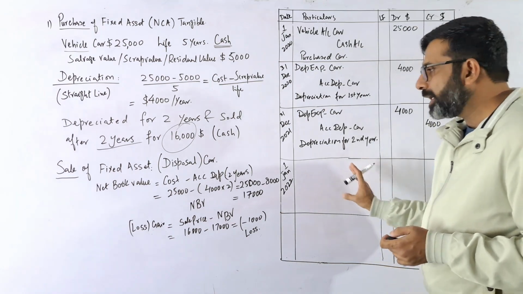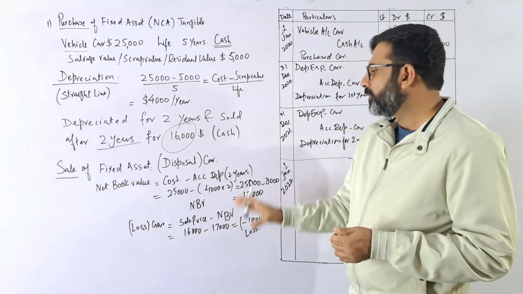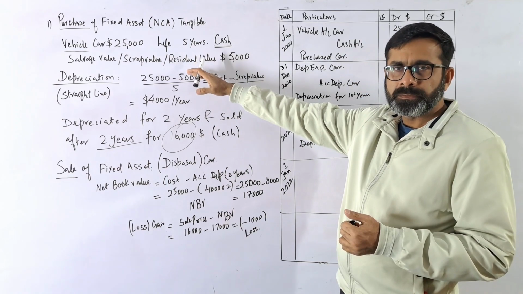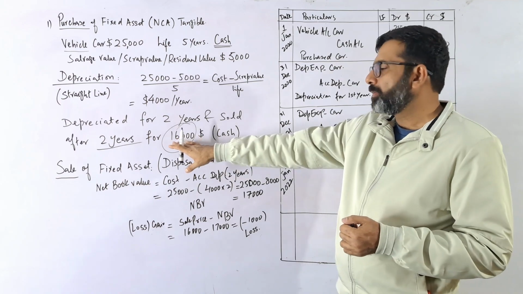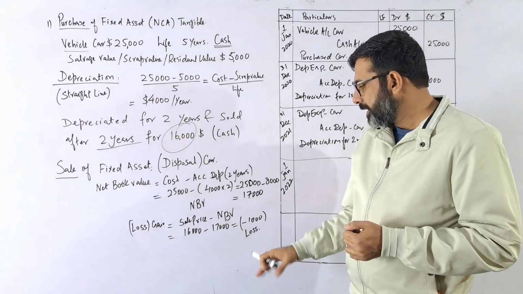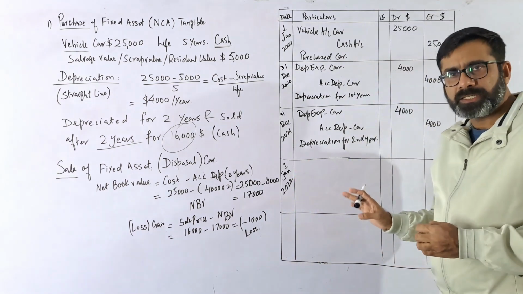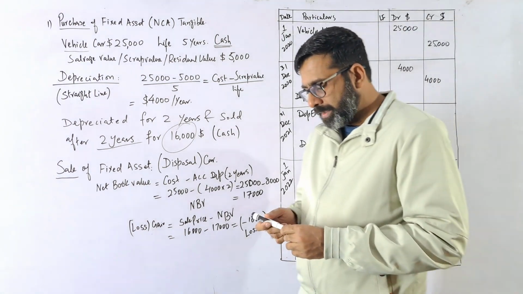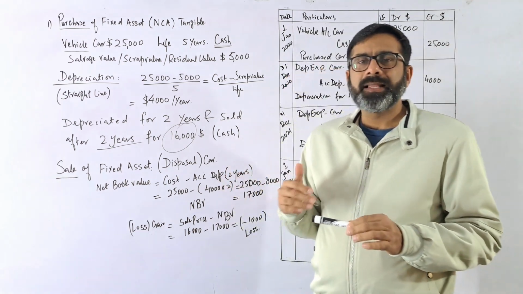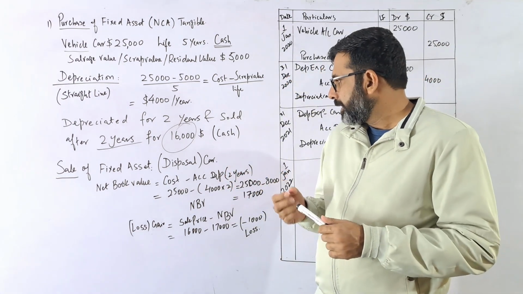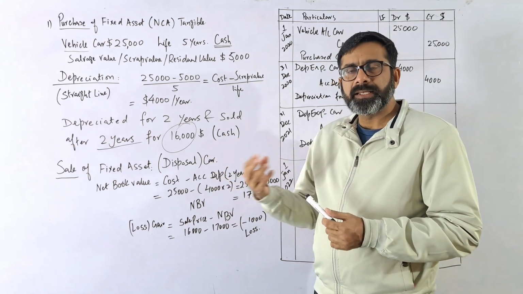So how to record that it is sold for 16,000? The total value was 25,000. The book value at that time is 17,000 after 2 years, but it is sold for 16,000. So there is a loss of 1,000. So here we have to record the sale transaction or disposal transaction. First of all, we do a little analysis of the transaction. The first thing affected is cash. The business is getting cash from the sale.